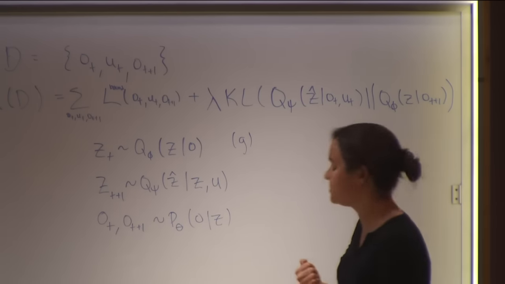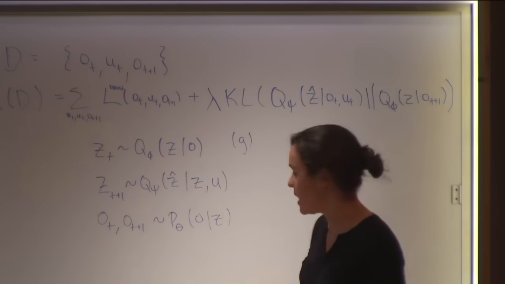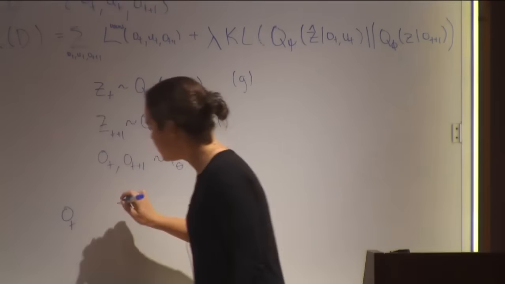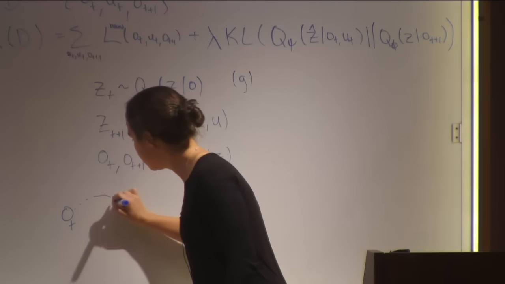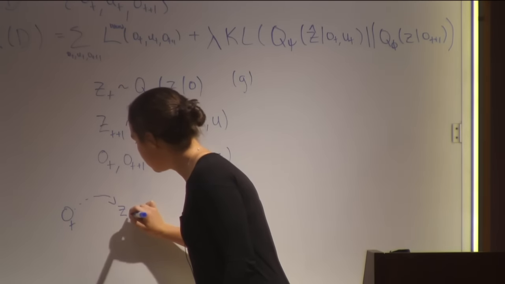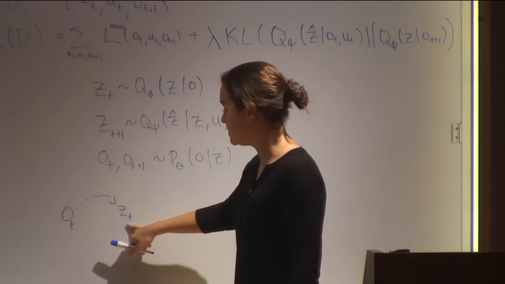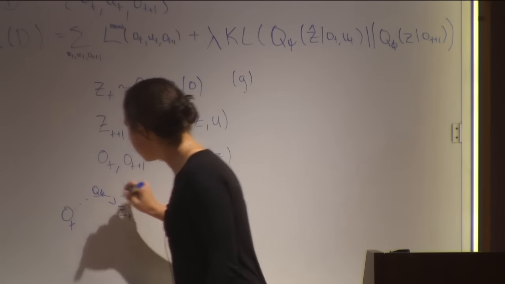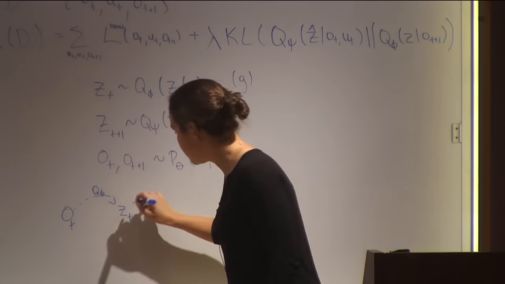And so the way that you practically do this is you have some OT, and then this maps to your latent state ZT. And so this is Q phi. And you also have something that maps from ZT and UT to ZT plus 1.